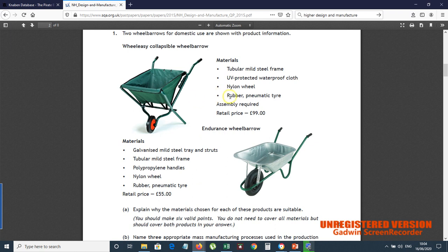So if I was going through this, we've now done metals, woods and plastics, so we should be able to look through here and link to a lot of the materials that we've got here. If I was just to pick here six materials, in my Wheel Easy collapsible here, it has a material here, mild steel frame. So that's this little bit that's going round the outside round here. So up and down here, the handles, and it says tubular. Well, when it says tubular, that means it's hollow.